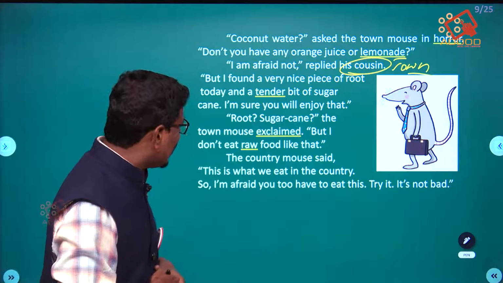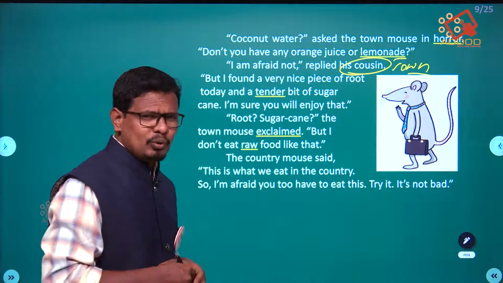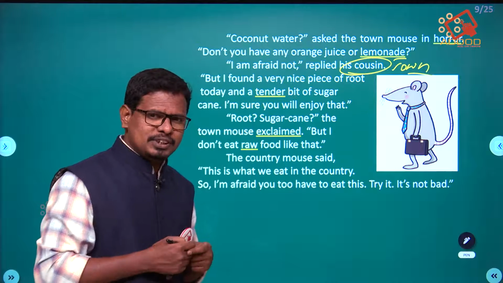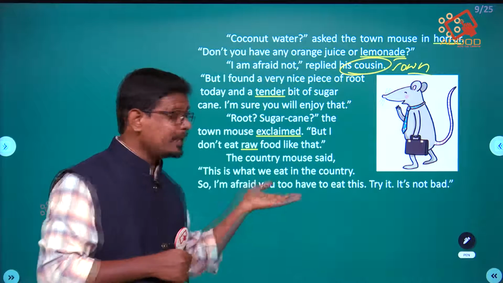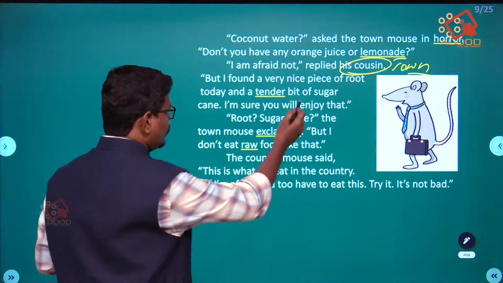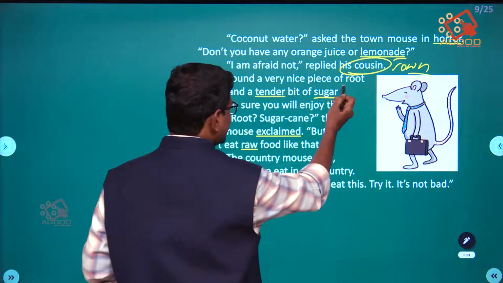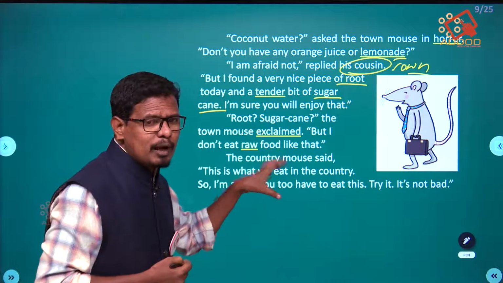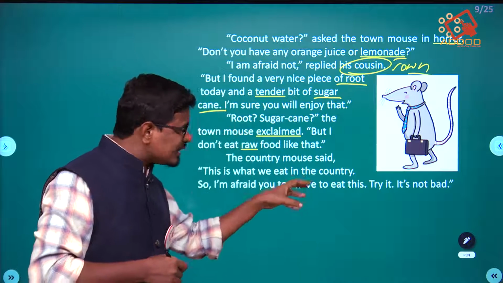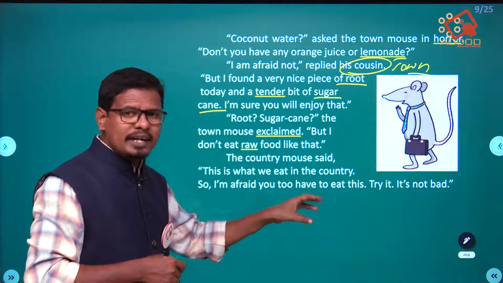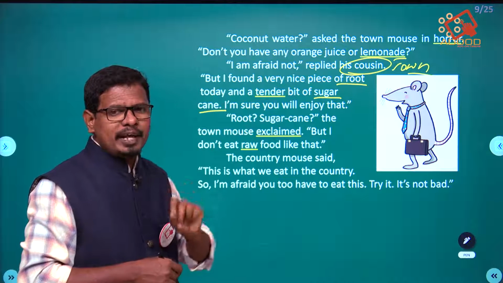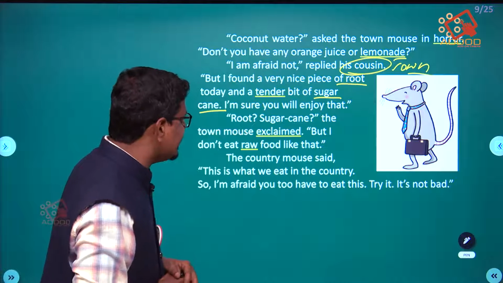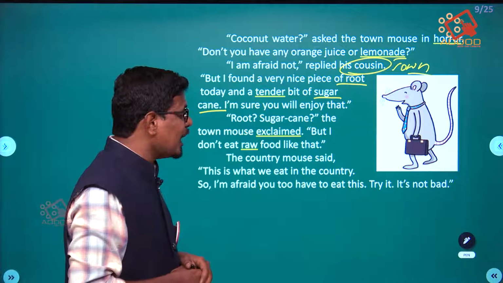There was sugar cane for dinner, and the country mouse felt the food would be enjoyed by the town mouse. "Root or sugar cane?" the town mouse exclaimed. "Don't you have a piece of bread? Don't you have a piece of cheese or anything?" In the village, they would be getting sugar cane or roots for the mice. But the town mouse is not happy with that. The town mouse is expecting a piece of bread, cake or cheese. The country mouse said, "This is what we eat in the country. So I am afraid you too have to eat this."